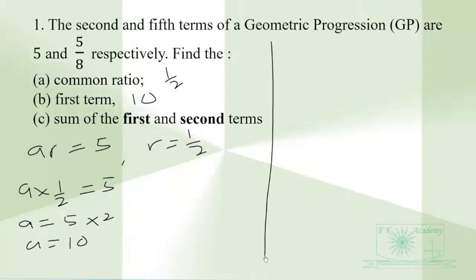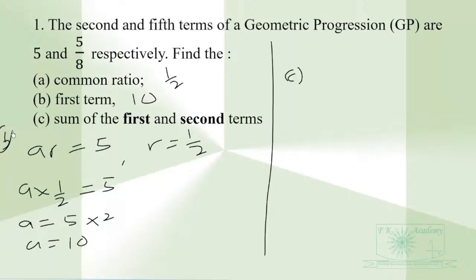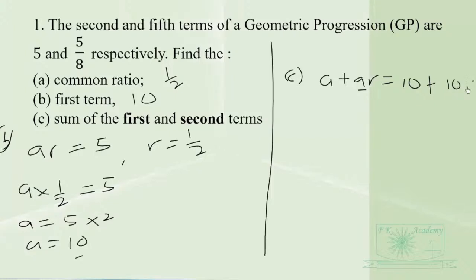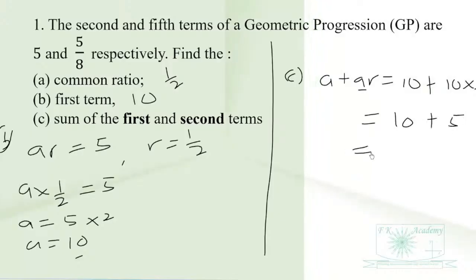Then we have to find the sum of the first and second terms. So this is B. The first one was A. So the sum of the first and second terms. The first term is A, the second term is AR. So A is 10. Then AR, A is again 10 and R is 1 over 2. So that will give us 10 plus 5 and that will give us 15.